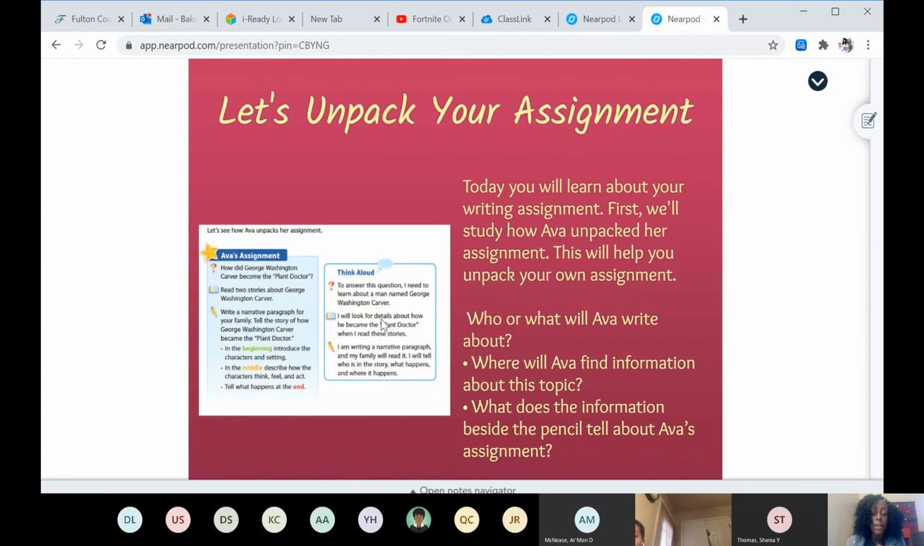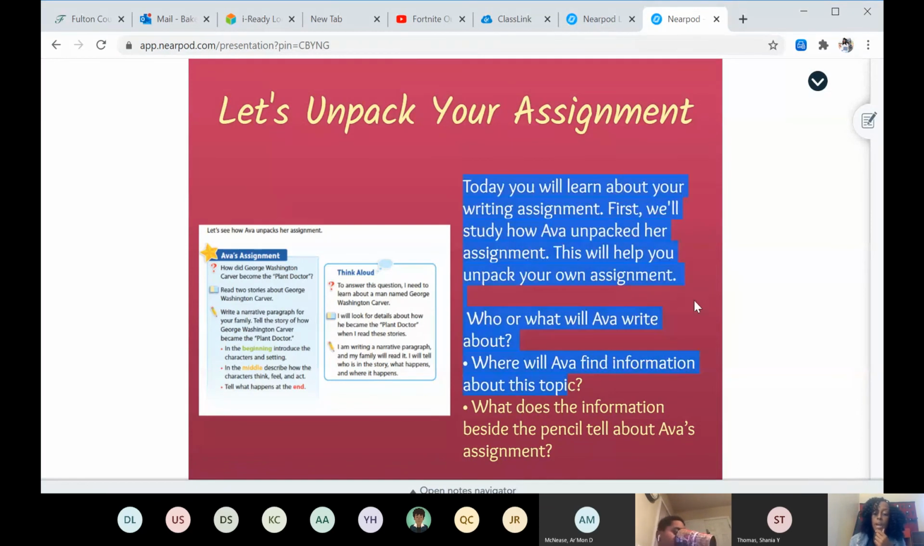We're going to look for details about how he became the plant doctor. And then lastly, she thought, okay, I'm writing a narrative paragraph for my family, and it will tell who is in the story, what happens, and where it happens. So now today you will learn about your first writing assignment. First, we'll study how Ava unpacked her assignment, which we just did, and this will help you unpack your own assignments.